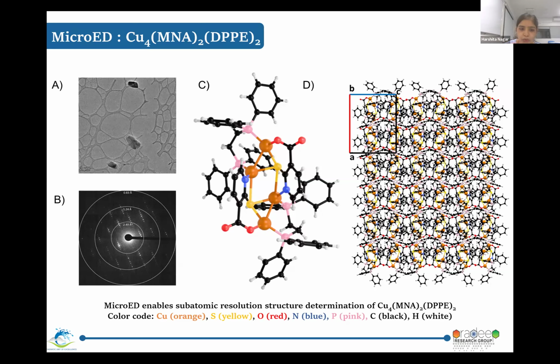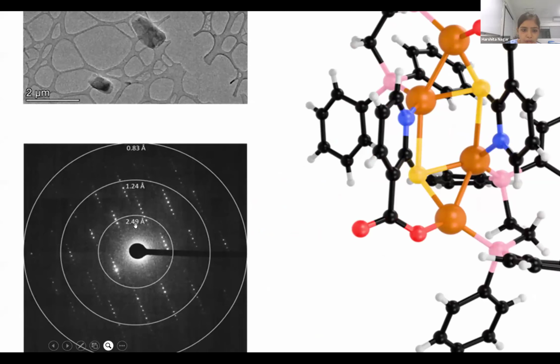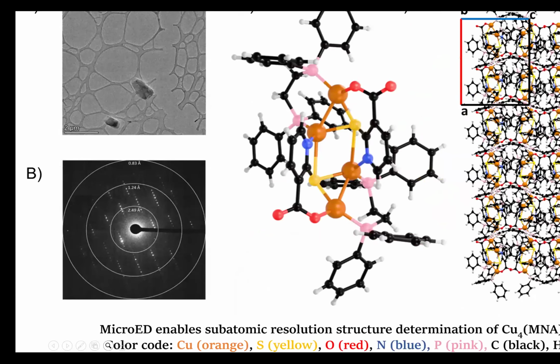These concentric circles are just to represent the resolution range. They are drawn manually and have nothing to do with the diffraction pattern. For example, up to here it will show a resolution of around 2.49, and if your diffraction spot lies here, it will show that range. So this is just to show the range. Okay.